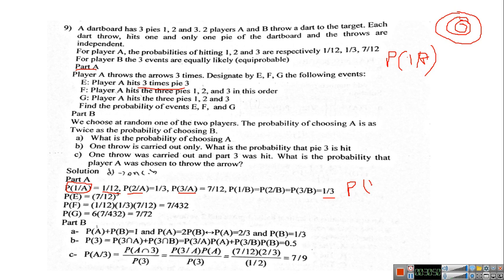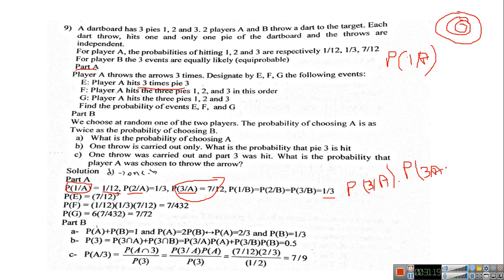I want that player A hits pie 3. Sorry, it's not 1, that means he's going to hit pie 1. I want pie 3, so I need to use this one. Player A is P of 3 knowing A, 3 times. I write it 3 times because it's independent.